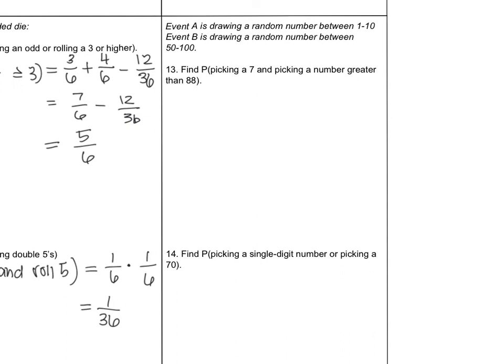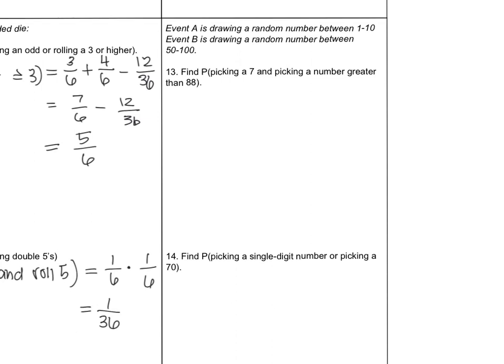So 13 and 14 are going to use event A is drawing a random number between 1 and 10, and event B is drawing a random number between 50 and 100. So on 13, we want to find the probability of picking a 7 and picking a number greater than 88. So because it says and, we're going to multiply. So the probability of picking 7 and greater than 88.